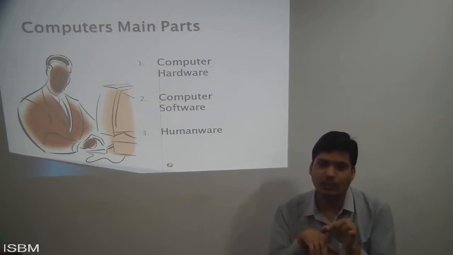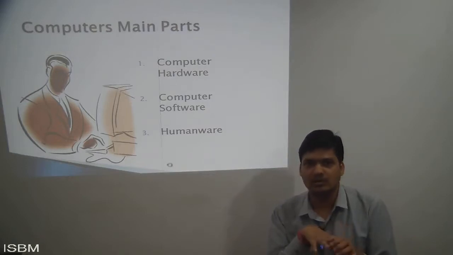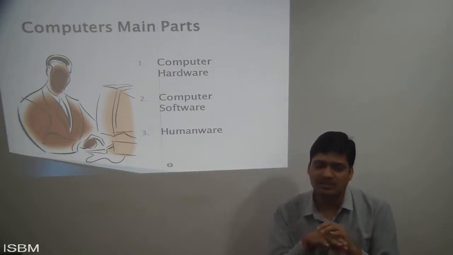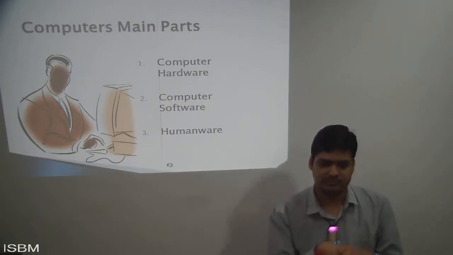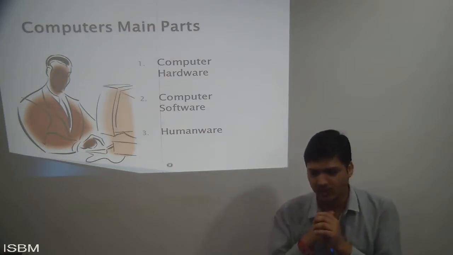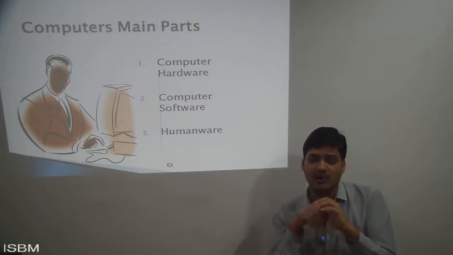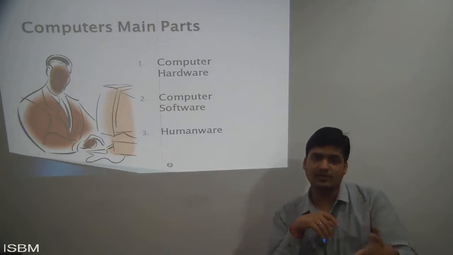Just like the monitor, it's computer hardware. Then the keyboard is computer hardware. Printer, mouse, these all come under the computer hardware category. Then next is computer software. What is computer software? Computer software is nothing but that which gives the command to the system to run. That is called computer software.